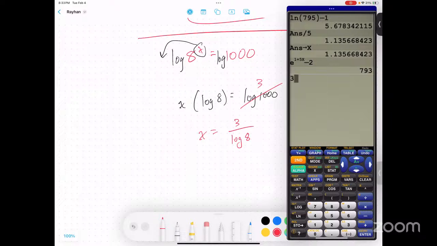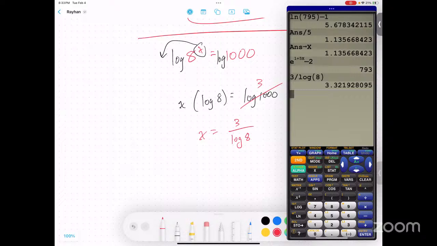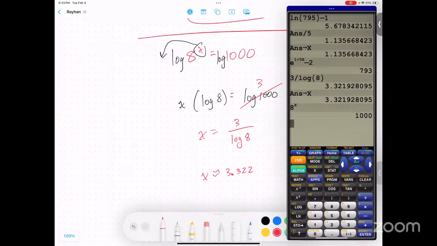3 divided by the log of 8. And remember, log is just giving you log base 10. That's all it's doing. So x is approximately 3.322. And now let's just check it. Let's store that for x. Hit enter. And now let's just type in 8 raised to the x, and it should give us 1,000. So always check your answer when you're done.